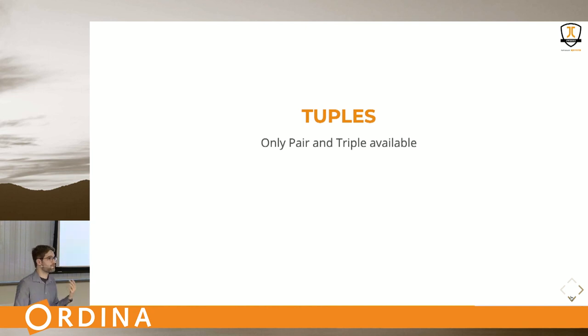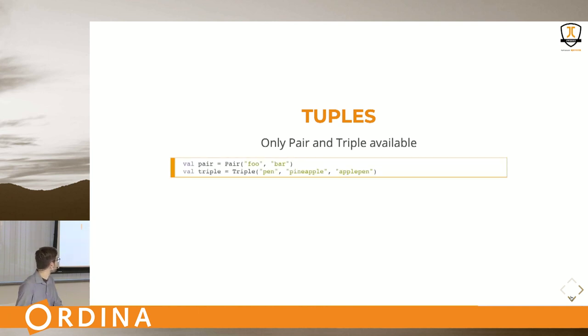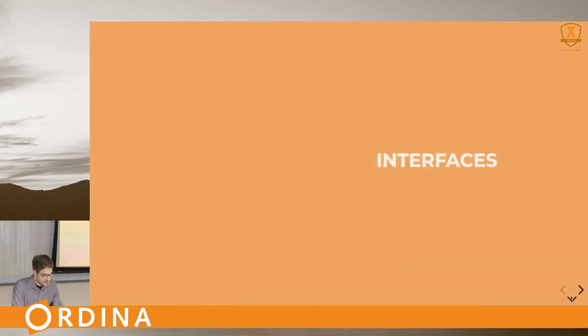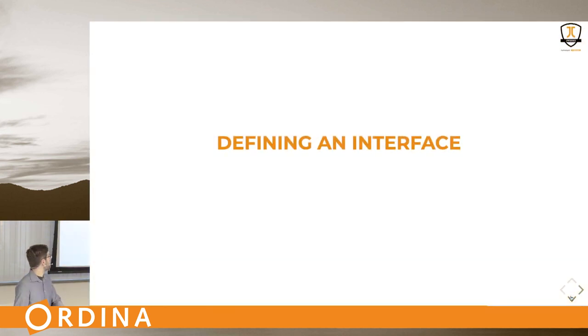Okay. And then we have tuples and pairs as well. But these are actually not really necessary because you have data classes which are so easy to create that it's basically no longer needed to use pairs and triples to return multiple values from your functions. But you could use them. Okay. Interfaces, almost through, I guarantee you.